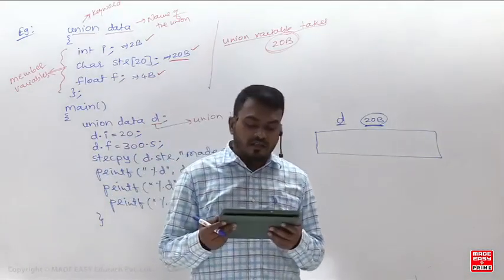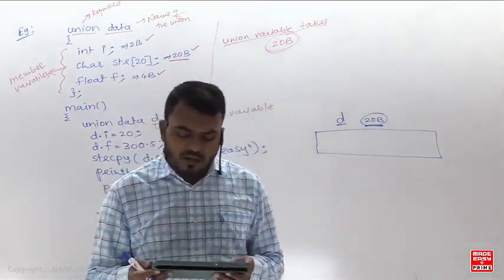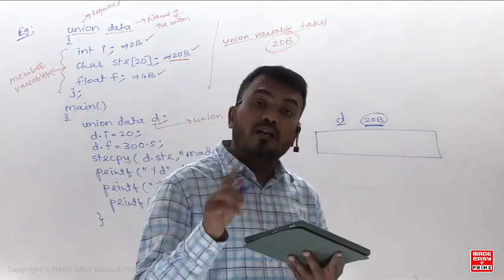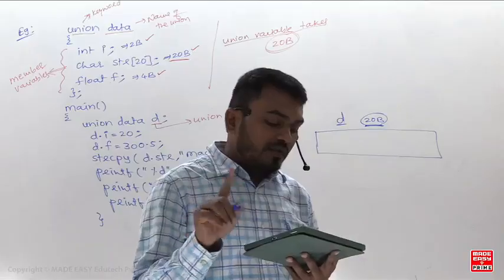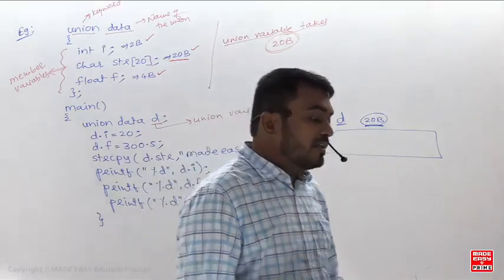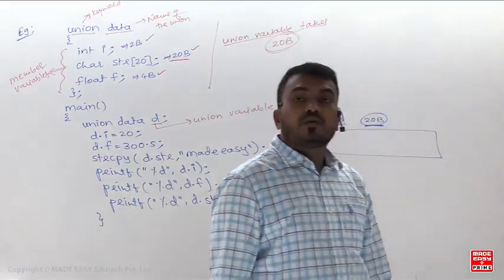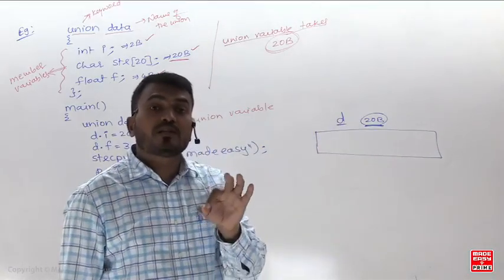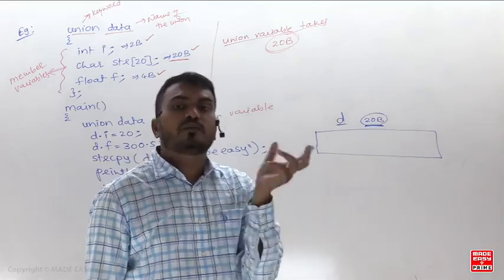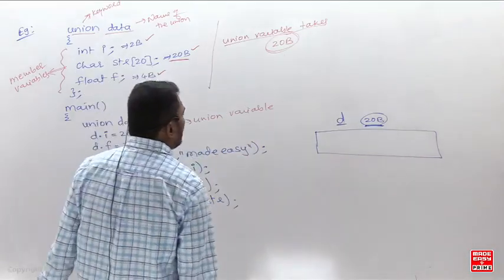Next important point, the second point. What is the second point you have written? In the structure, we can access all the member variables at any time. But in case of union, we can access only one member variable, and all the remaining members will contain what? Garbage value. Right? Why is it like that? Because the same memory space will be shared by all the member variables.